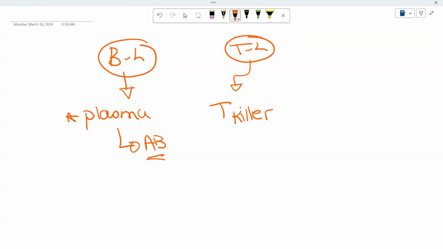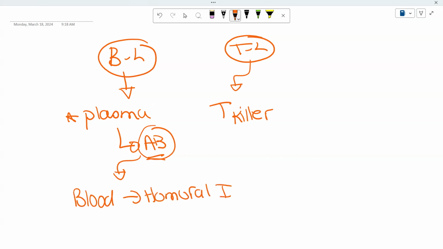The plasma cell and the antibodies work in the bloodstream. So this is known as the humoral immunity, or blood-mediated, inside the blood. Okay, and this is sometimes one of the reasons why the antibody cannot kill the pathogen, because the pathogen is hiding inside the cell and the antibody is in the blood. Okay, this is half the lesson.